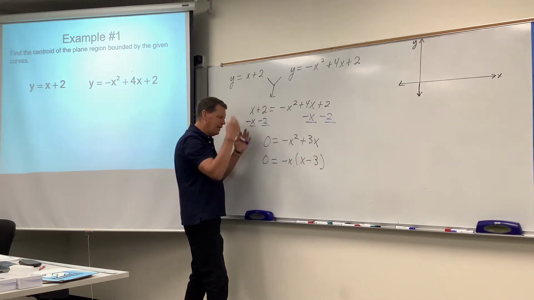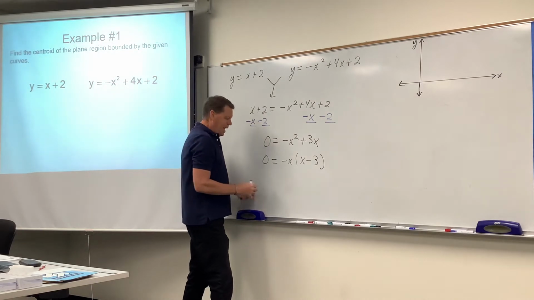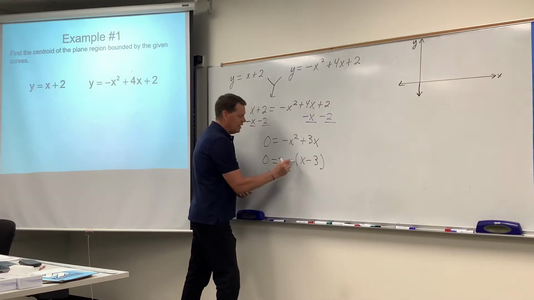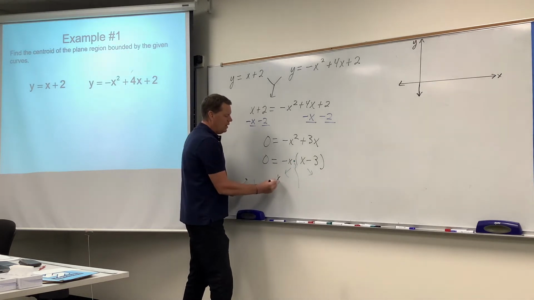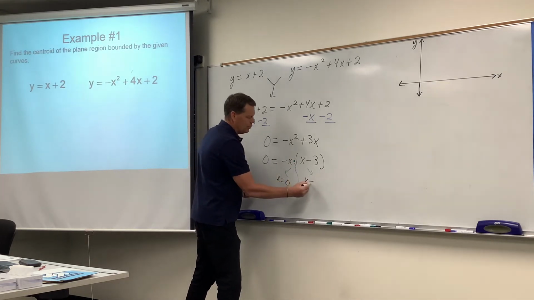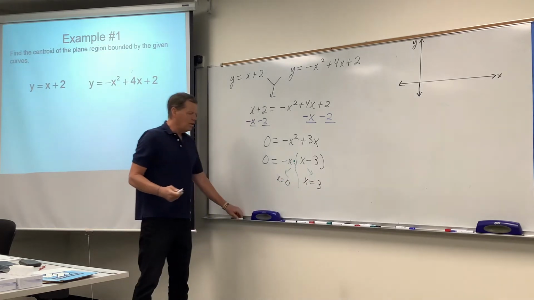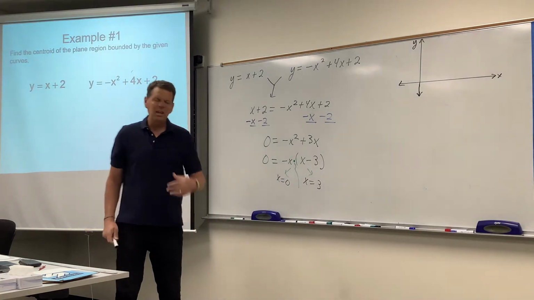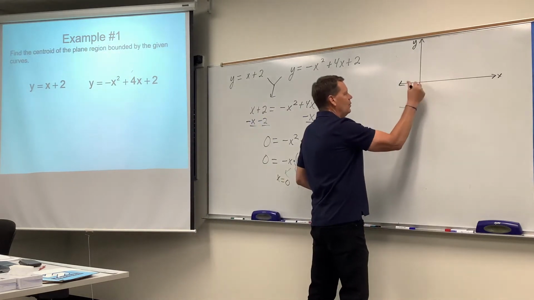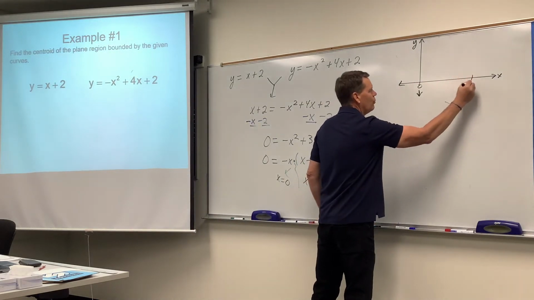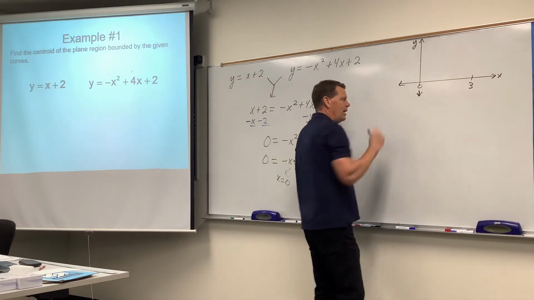I always like to factor the negative out, do whatever you want. And then if you set each of these expressions equal to 0, you would discover that x equals 0, x equals 3. That's where these two graphs cross each other. We'll confirm that in a minute. I just want to get a rough picture. So on this x-axis here, we have 0 and 3 as where they intersect.